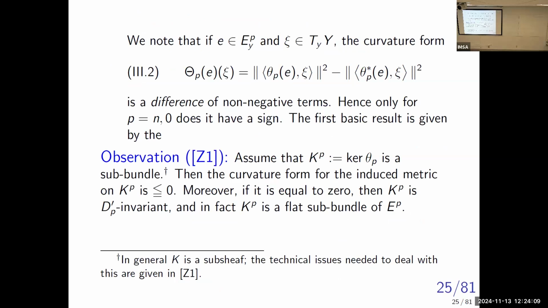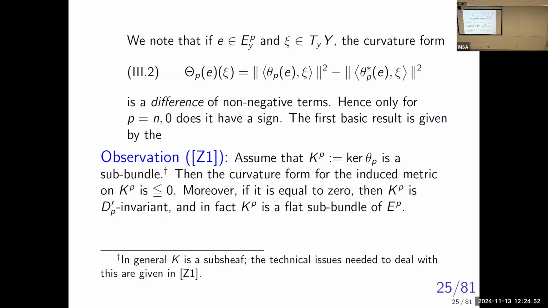You'll notice that if theta of E is 0 or theta star of E is 0, that means that you're at one end of the Hodge decomposition, and theta runs you to the next piece over. If you're at the end, you just get 0. Same thing for the adjoint of theta at the beginning. Then you have a sign. So it's the difference of non-negative terms. And one of the basic observations is that even though it's a difference of positive terms, if you're in the kernel of theta, then you get a sign.